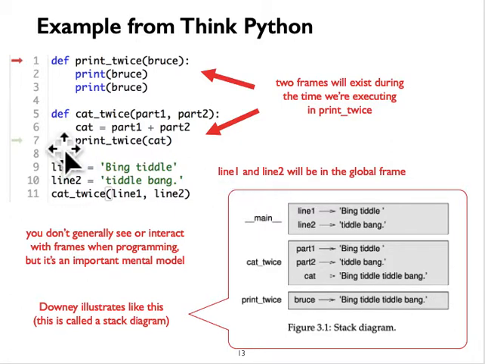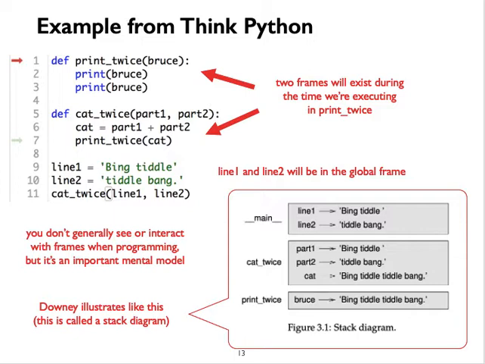And then in line 7 of our program, print twice is called. And so a new frame is created when print twice is called. The value of cat is passed into print twice and stored in the parameter Bruce, which is kind of a silly name for a parameter. So you can see all the variables in our program. You can see what frame they belong to, and you can see the value of those variables.